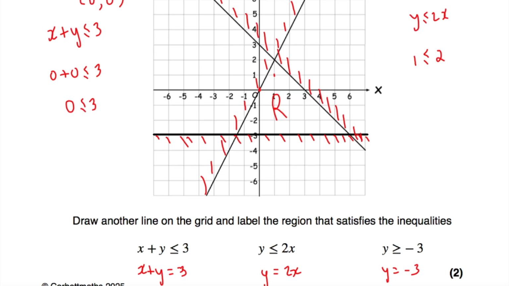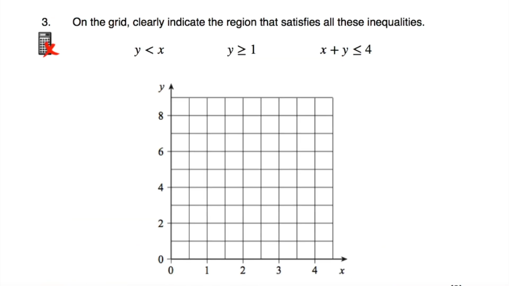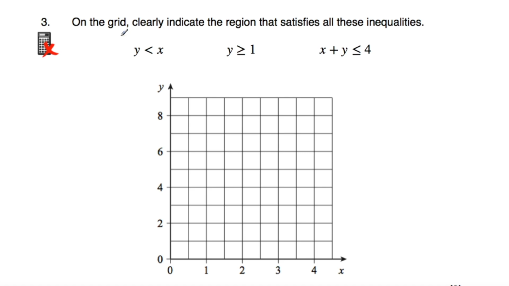Okay, let's have a look at our next question, question number 3. Question number 3 says, on the grid, clearly indicate the region that satisfies these inequalities. And we've got y is less than x, y is bigger than or equal to 1, and x plus y is less than or equal to 4.